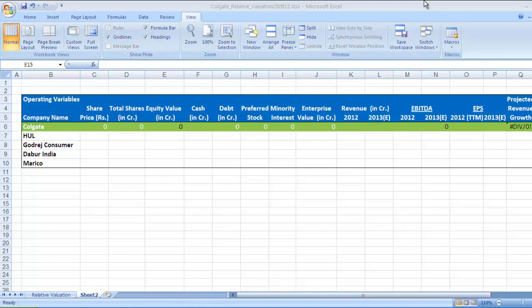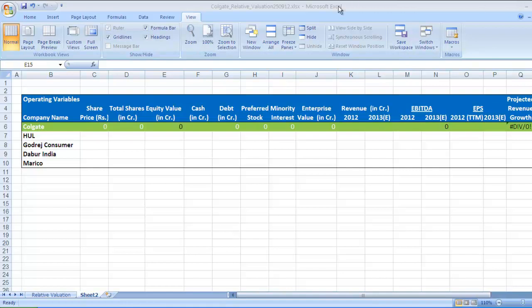Going by this rationale, it's very important to compare a particular company in a particular industry with its peers based on some ratios or some valuation methods. So in this video, we are going to see some of these valuation ratios which are very important in relative valuation, and every equity research analyst must know about this.